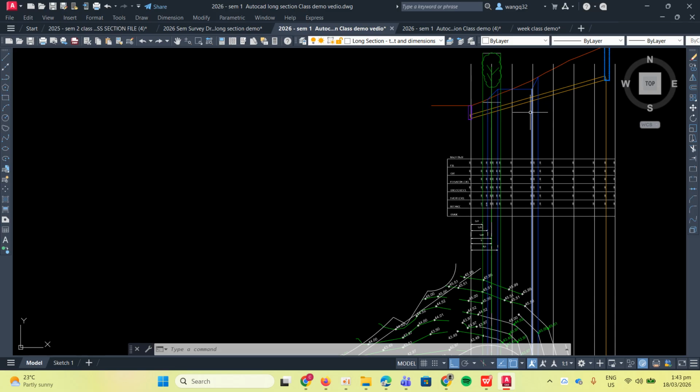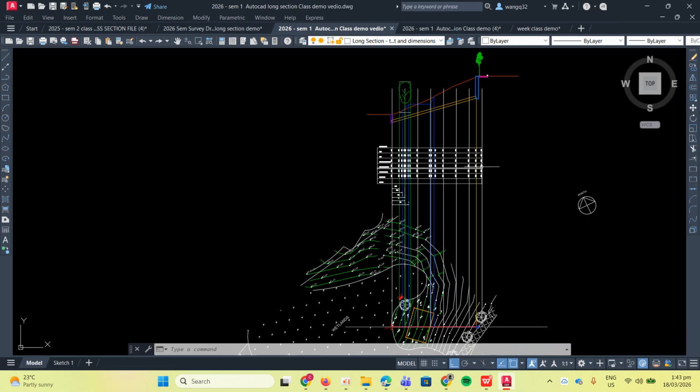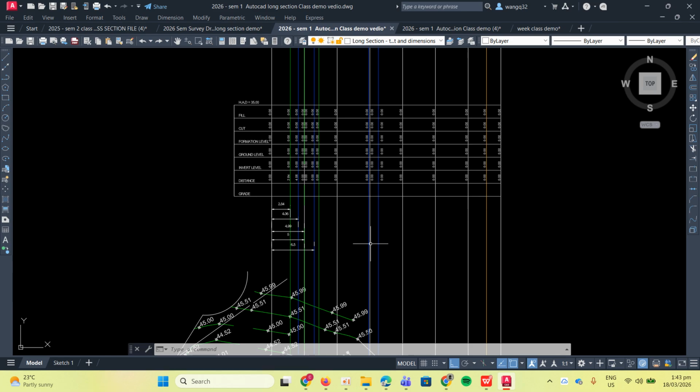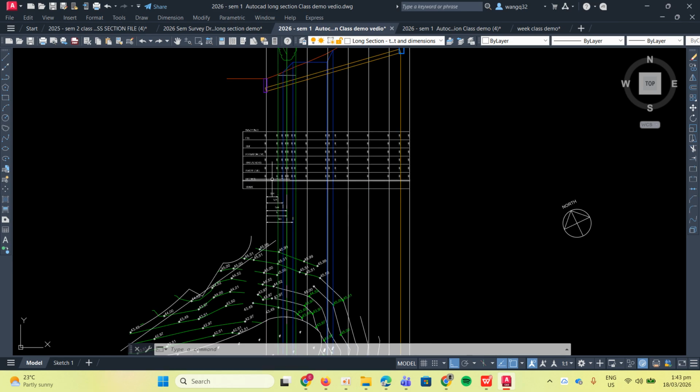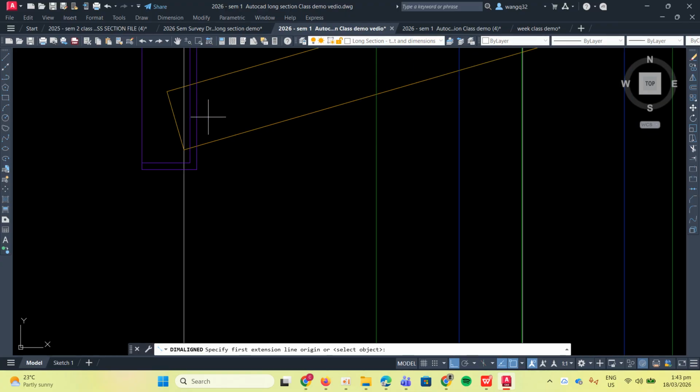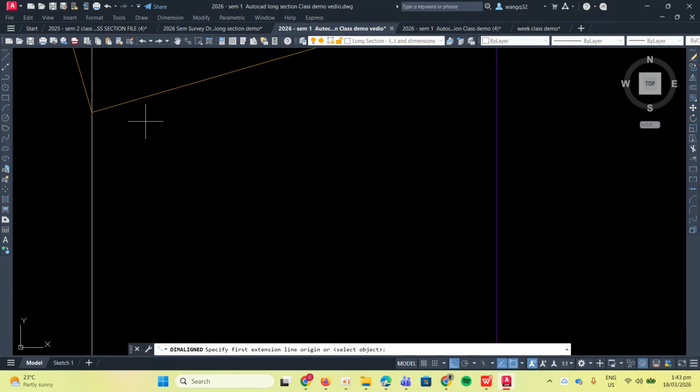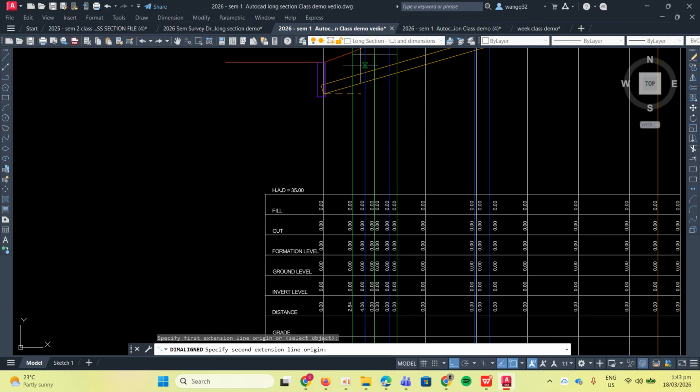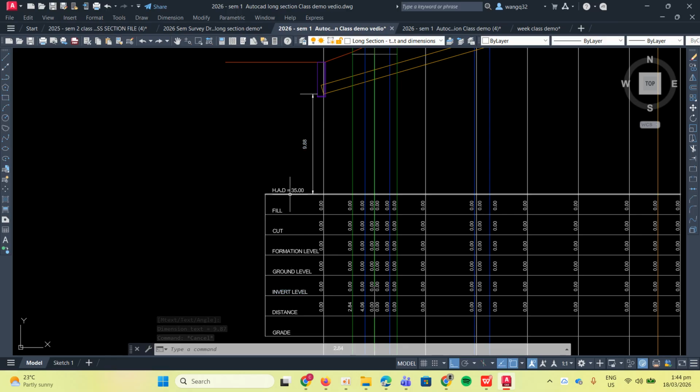So just keep going until its end, change the distance. And for the inward level, the inward level means the bottom of your pipe. So what we do, we find the dimension from the inward level, which is here, to our HAD, which is 9.88. So what's the inward level here? Shall we use 9.88 plus 35? Or what should we do?